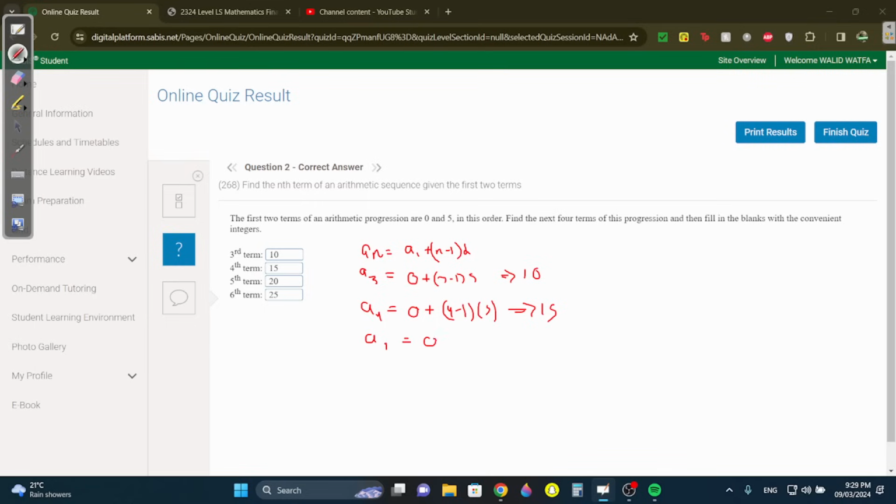A5, which is 0 plus 5 minus 1 times 5, which is 20. And then A6, which is 0 plus 6 minus 1 times 5, which is 25. That's it. Just a formula. Voila, it's just a formula.